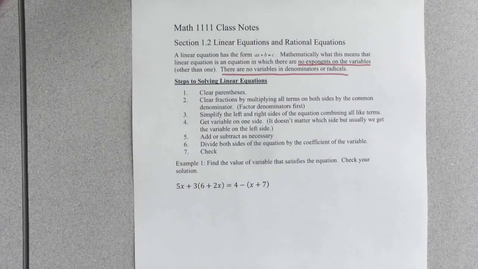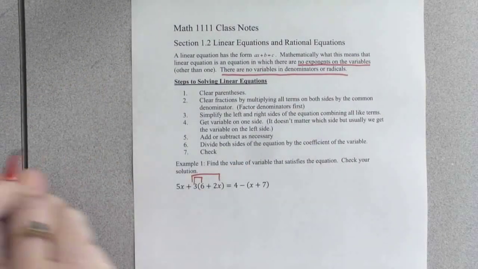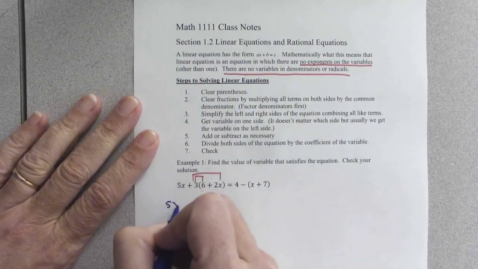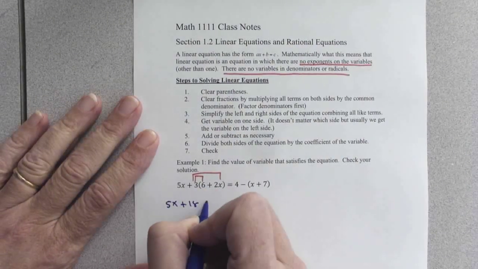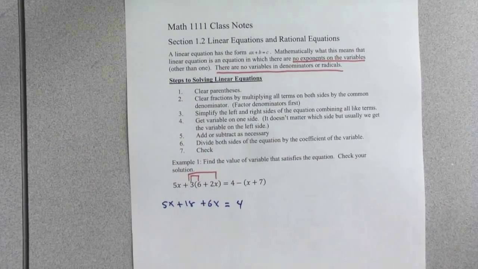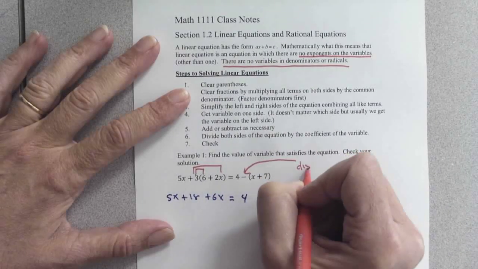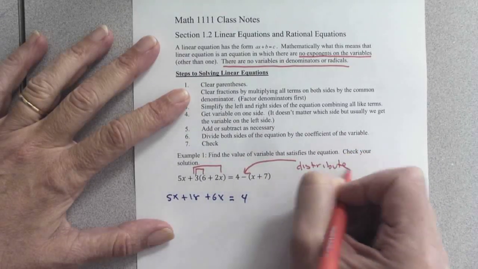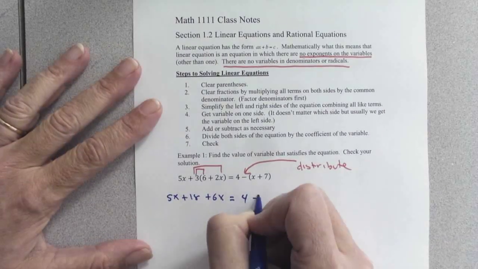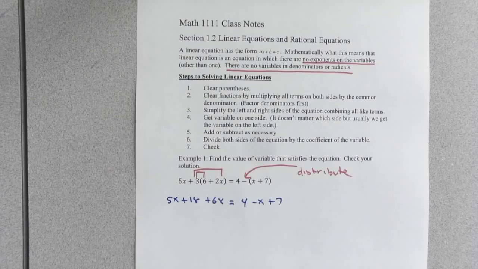Check your solution. So just going through my steps, the first thing I'm going to do is clear the parentheses. So I'm going to distribute that 3. And so I'm going to get 5x plus 18 plus 6x equals 4. And then really importantly, that minus sign also distributes. And so that's going to be minus x plus 7. There are no fractions, so I'll skip step 2.